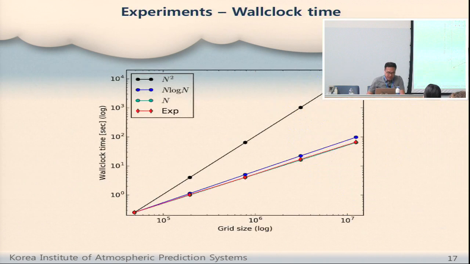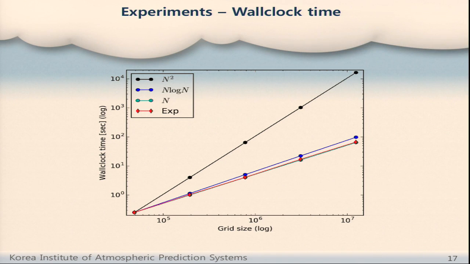This is the result of measuring the search time while increasing the number of grid points n up to 10 million. If all points are compared with each other, it takes time proportional to n squared, as the black line in the figure. But the proposed method theoretically takes time proportional to n log n, as the blue line. The actual measured time was proportional to n, as the red line, which was relatively small.